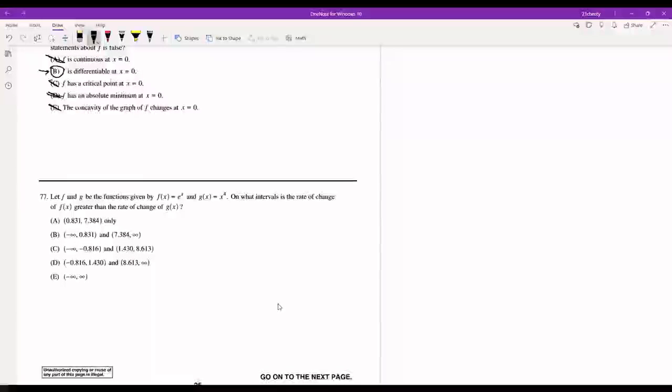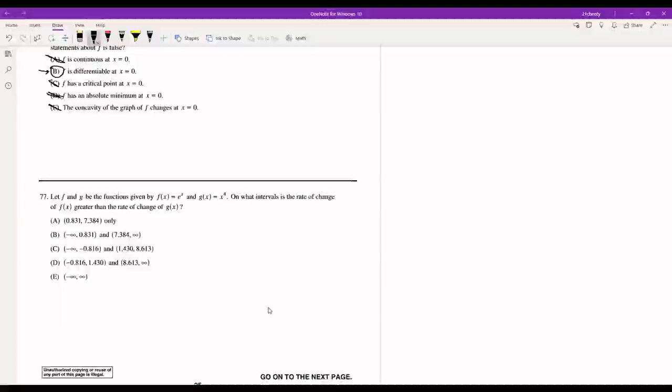All right, 77. Let f and g be the functions given by f of x equals e to the x and g of x equals x to the fourth. In what intervals is the rate of change of f of x greater than the rate of change of g of x? So, this one, we're going to have to use our graphing calculator.